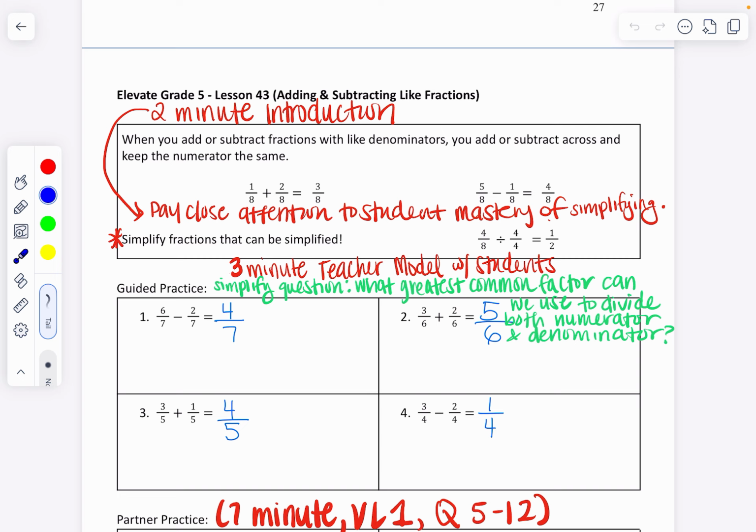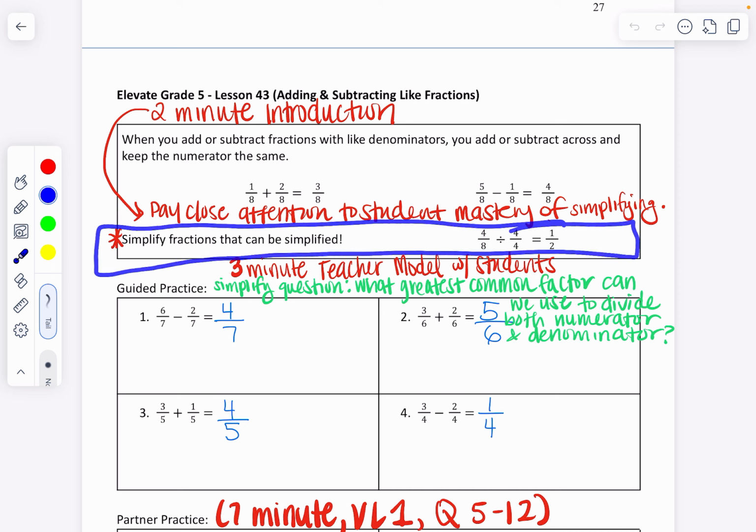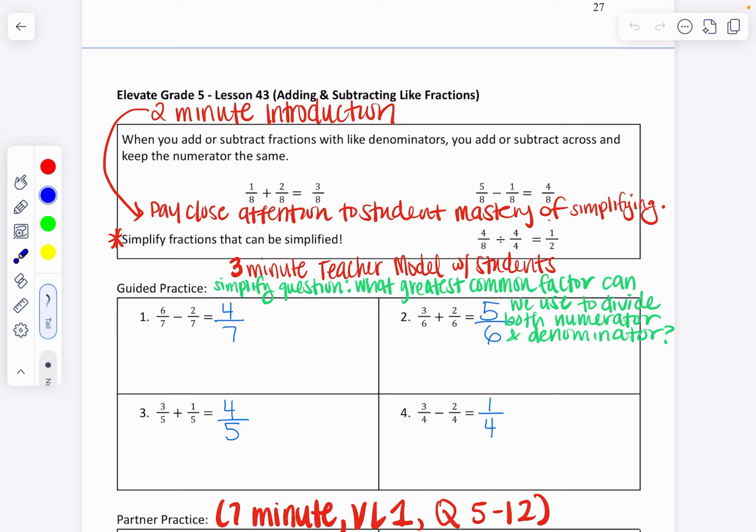However, we want to spend a bulk of our time making sure that students master how to simplify our fractions once we add or subtract. And so in this example right here, we'll do the same thing that we did in this example, right? Keeping the denominators the same and then subtracting the numerators. So 5 minus 1 equals 4/8. That is the answer. However, it's not the simplified answer, right?